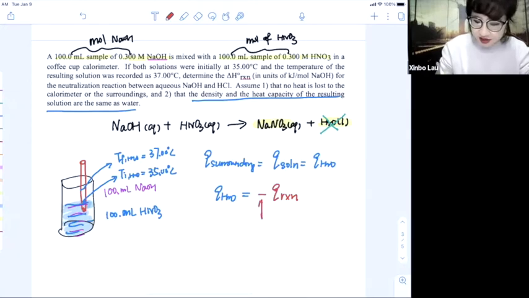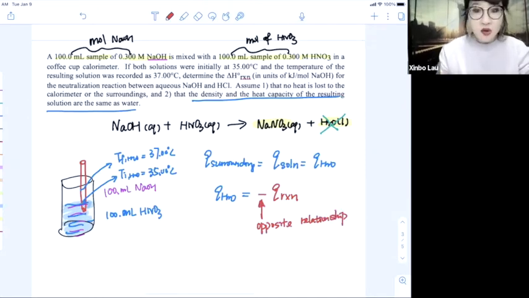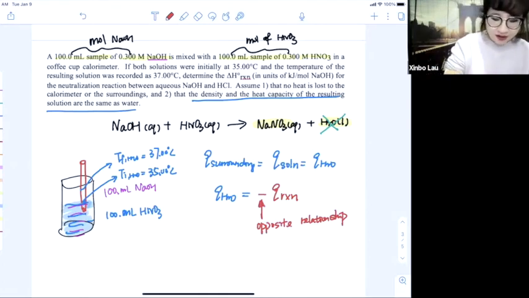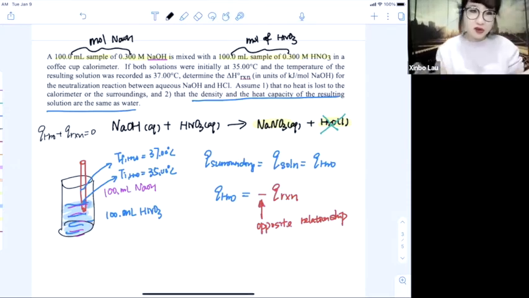And the negative sign is only there to tell us the opposite relationship between the heat of my surrounding, which is water, and the heat of my reaction. That's all. The negative sign can be on the other side or not. I believe you recognize this, right? The heat of the water plus the heat of the reaction should equal 0 if you reorganize the equation. So that's for that.